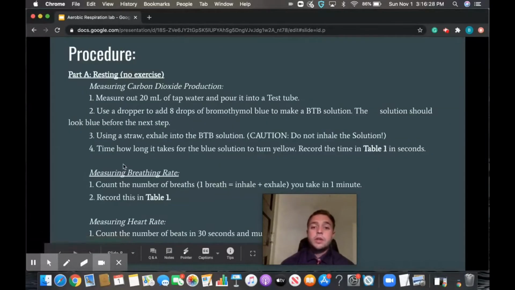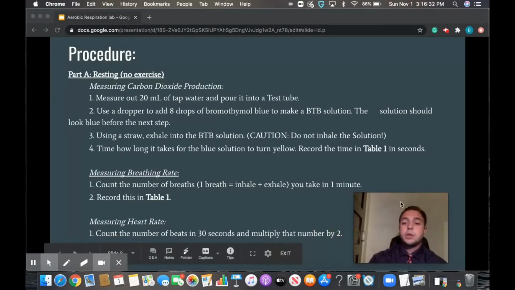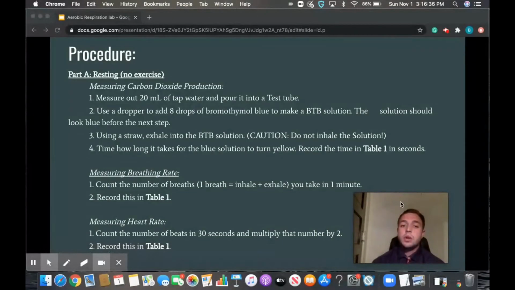In order to run this, the first thing we have to do is measure our carbon dioxide production at rest. We do this by filling up a test tube with tap water, and then adding 8 drops of bromothymol blue into that solution, which should initially turn blue. Then we use a straw to exhale into that solution and add carbon dioxide to it. We measure how long it takes the solution to turn from blue to yellow, and then record our results in the table.